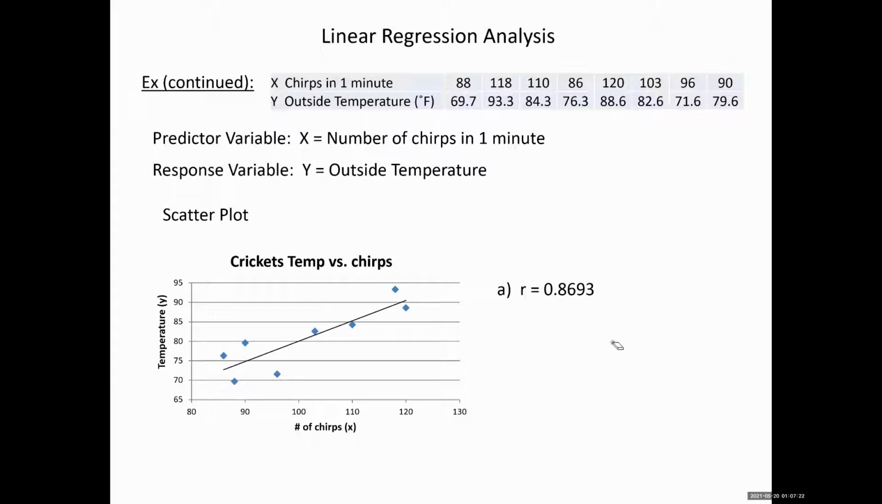Then the second question said, find the equation of the least squares regression line, the line that's as close as possible to the data. That's drawn in the picture there. So we have to find the equation of that line. Again, I'll show you how to find the equation later.